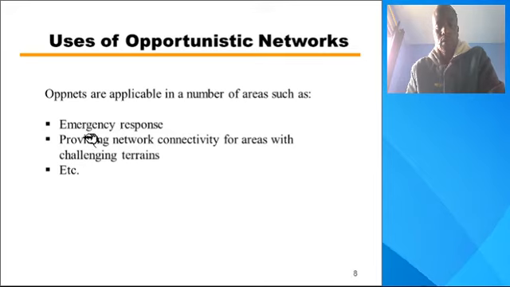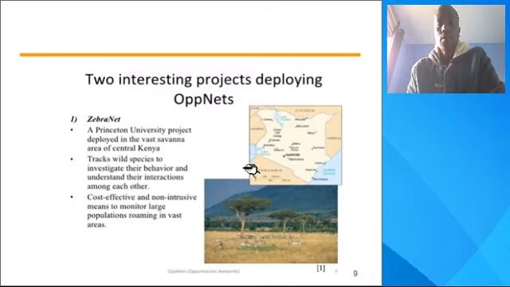Uses of opportunistic networks. They're used in emergency response situations where there are no usable networks, and also in places where network connectivity is very challenging to build, because maybe they are very challenging terrains. They're also used in situations like that, and others as well.